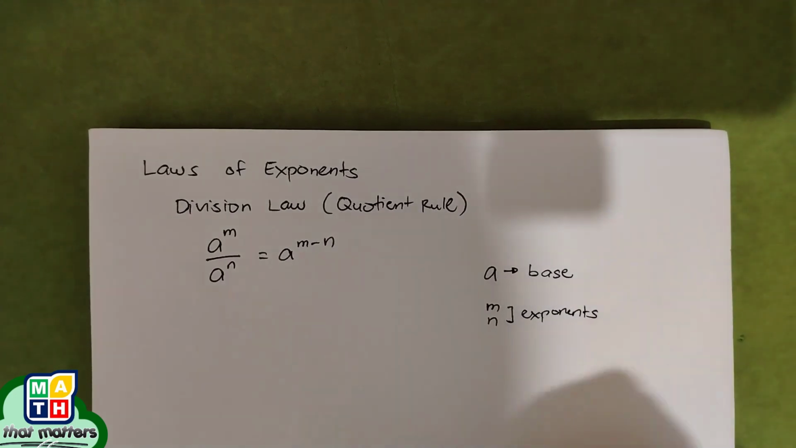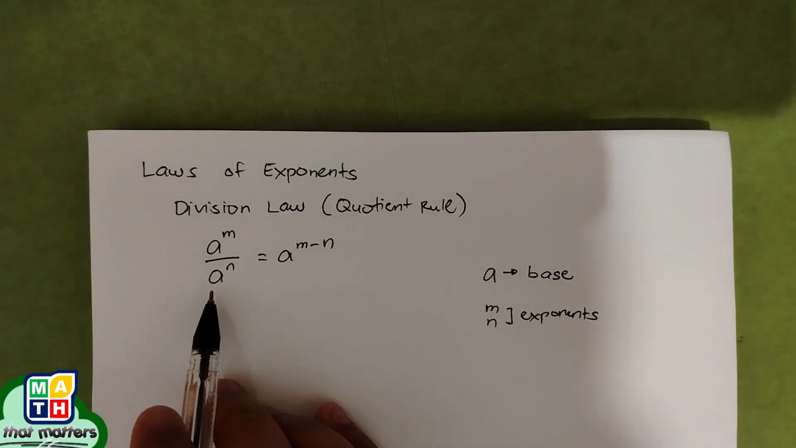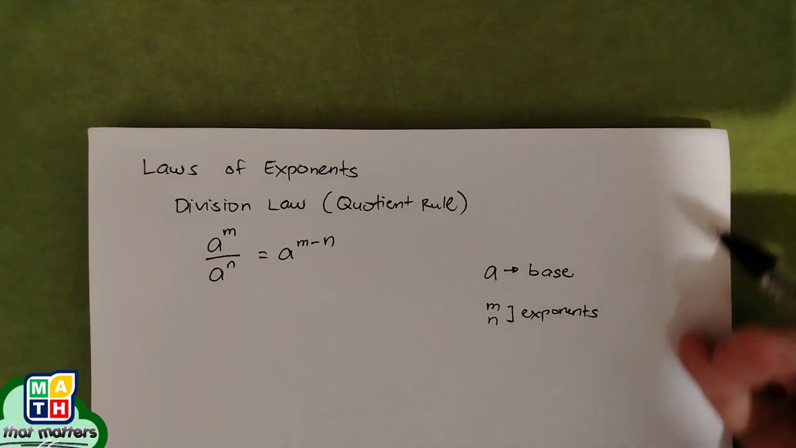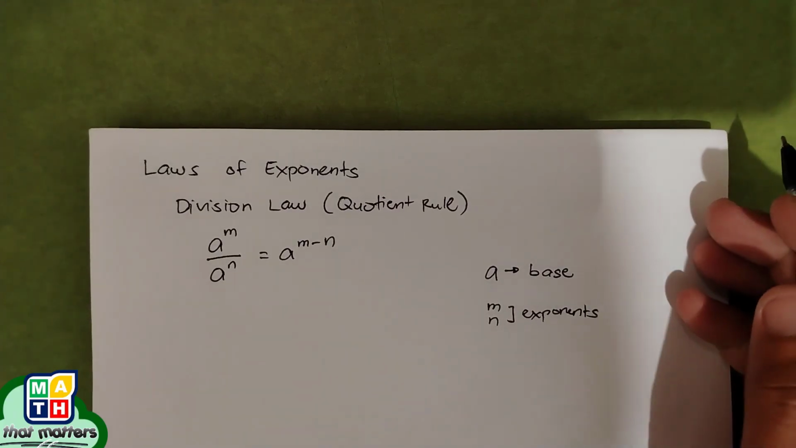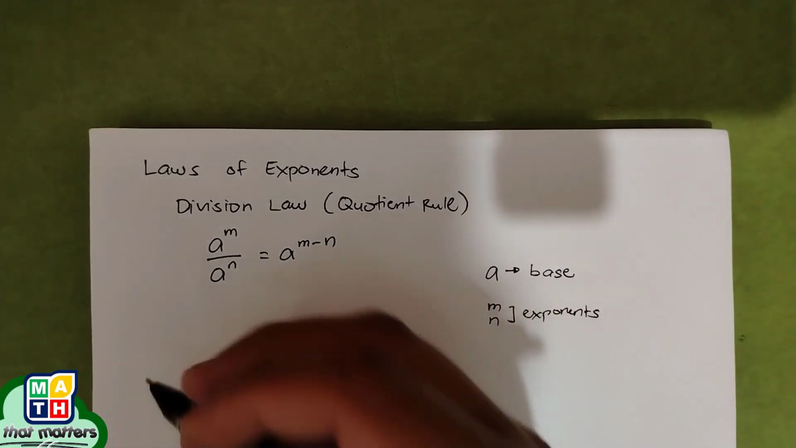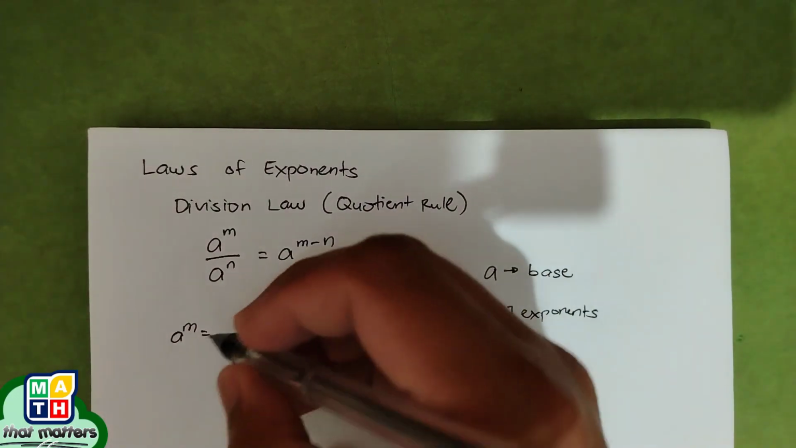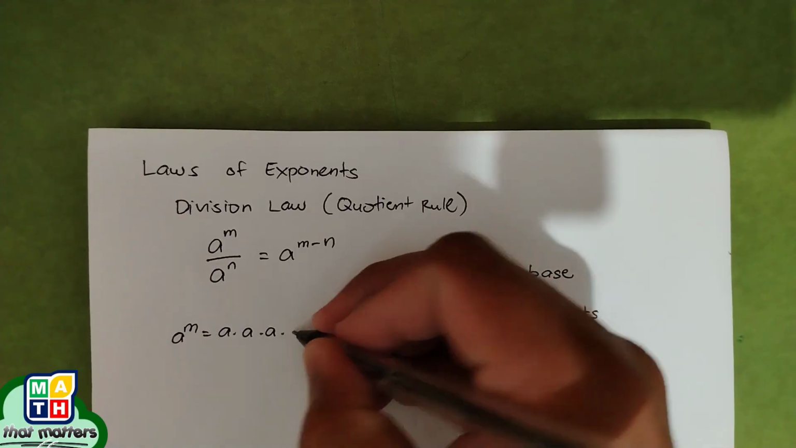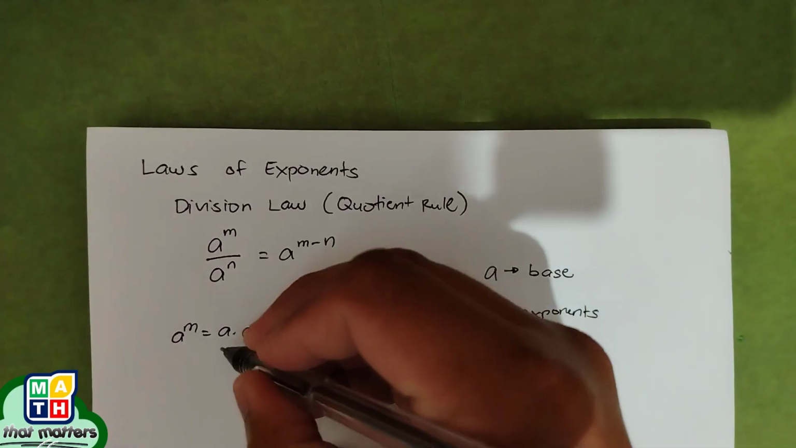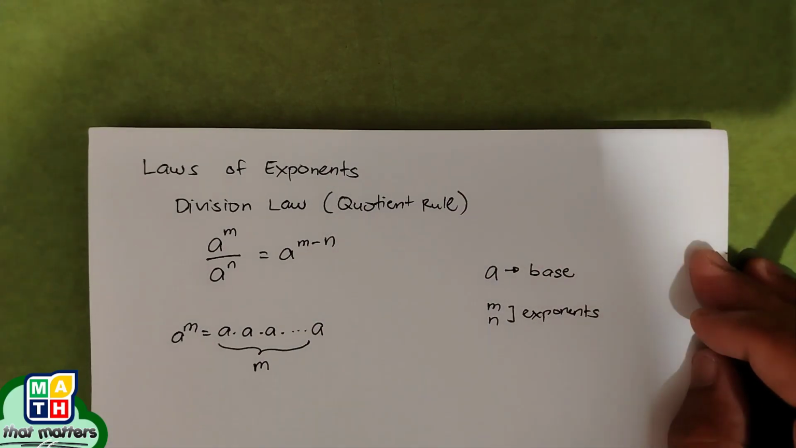This tells us that if we are going to divide expressions of the same base, we simply copy that base and subtract the exponents. So let's show that this is really true using this given expression. Let's say that a to the power of m in expanded form is equal to a times a times a times dot dot dot a, where there are m number of a's. Okay, this is its expanded form.